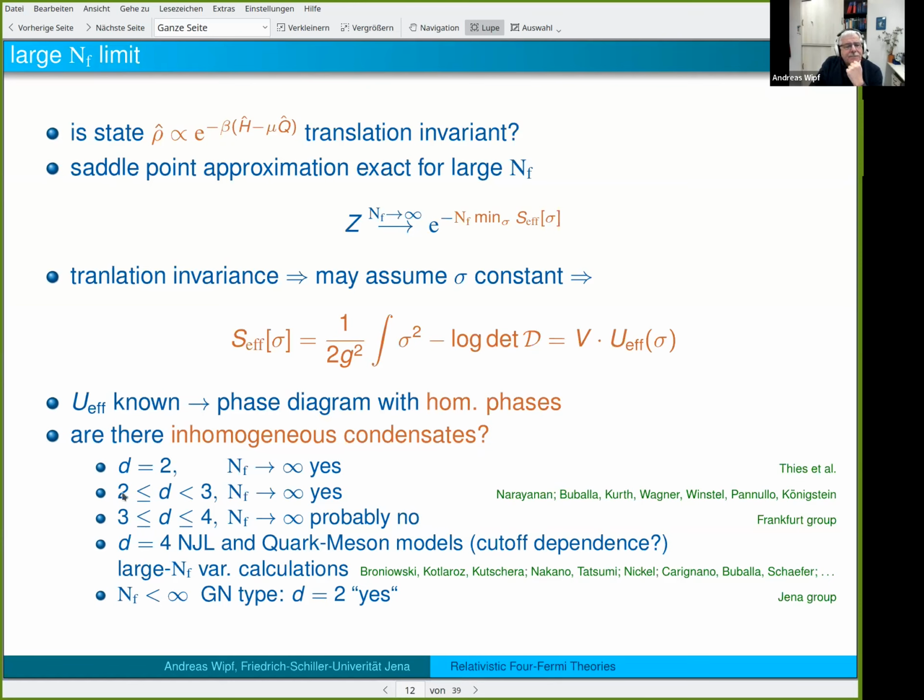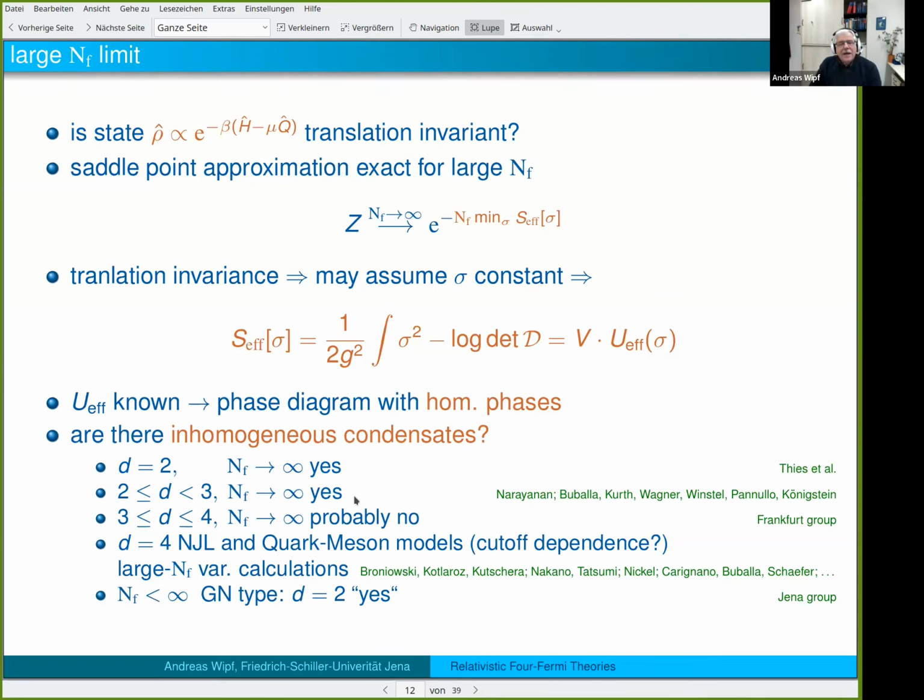Now, recently, especially a group in Frankfurt, which we are collaborating with, could show that between 2 and up to, but not including, 3 dimensions, there is an inhomogeneous phase, which exactly in 3 dimensions goes away and is absent up to 4 dimensions. So this d is now the space-time dimension here. The last one is not really proven, but the answer is it's probably no. So it's easier to show the existence of the inhomogeneous phase than the absence.